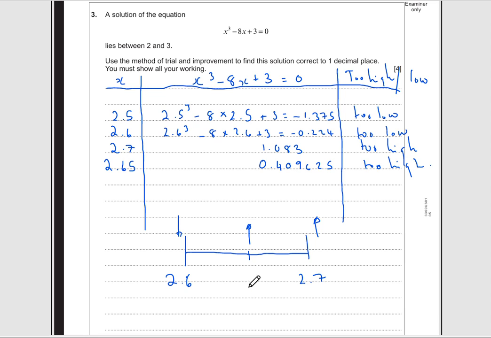So we can see here that our solution, this is where the signs change, should be somewhere between 2.6 and 2.65. So it's going to be closer to 2.6. So x is equal to 2.6 to 1 decimal place.